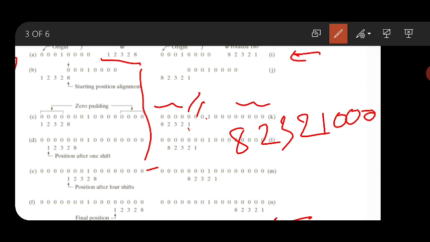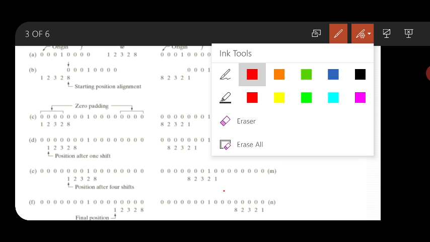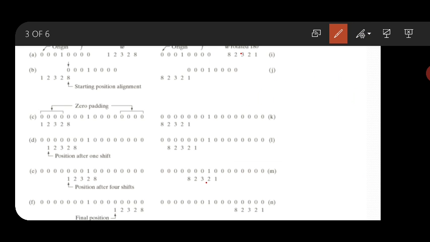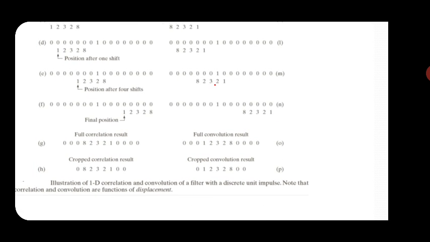Now the final result is 1, 2, 3, 2, 8, with 4 zeros here and 4 zeros there. I hope you understood this one. After multiplying, you end up with 1, 2, 3, 2, 8, with 4 zeros on the right side and 4 zeros on the left side.